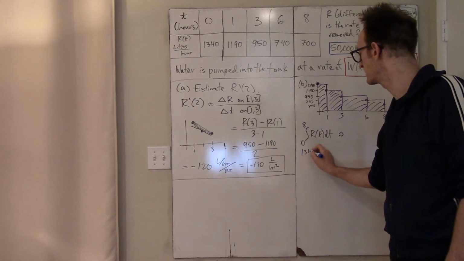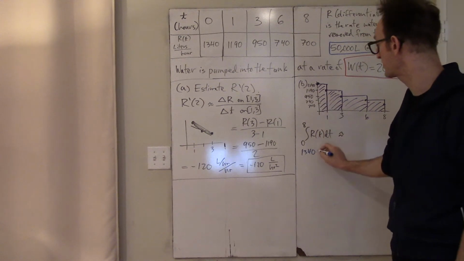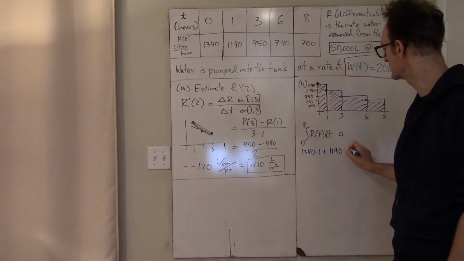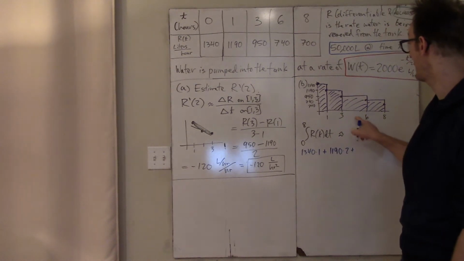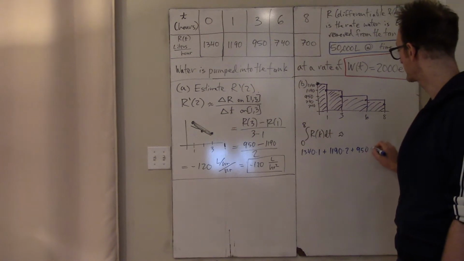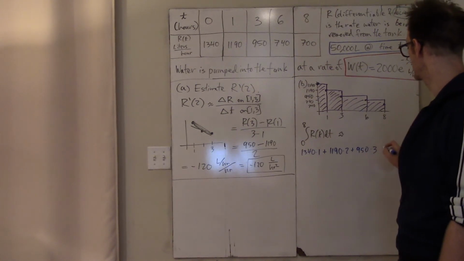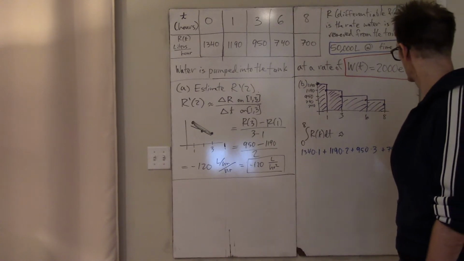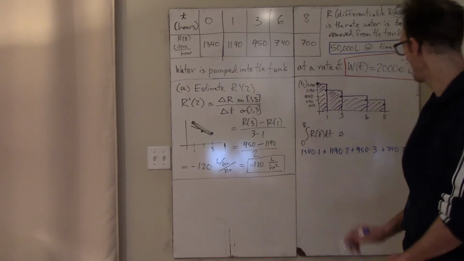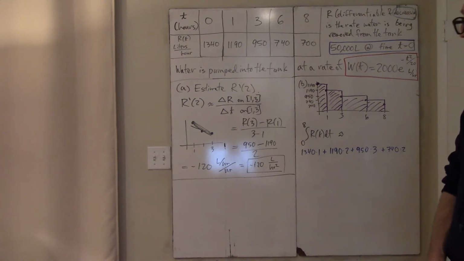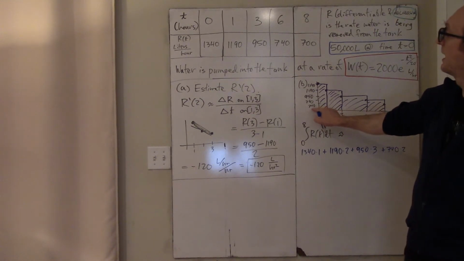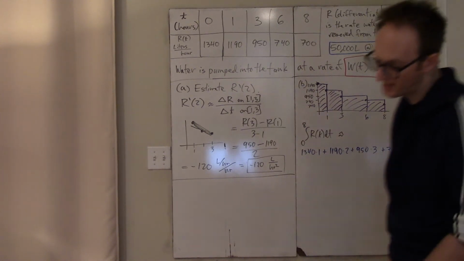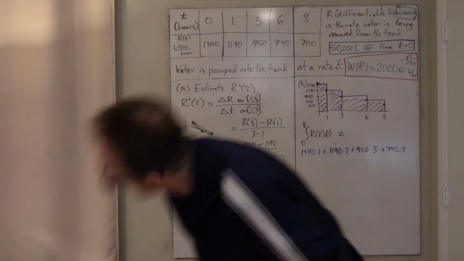This 1340 is the height of this rectangle, but the width is 1. And here the height is 1190, but the width is 2. And here the height is 950, but the width is 3. And here the height is 740, but the width is 2. And when you multiply all those together on your calculator, you never use this 700 value at all, because it's a left endpoint approximation. When you do all that on your calculator, you end up with 8050.